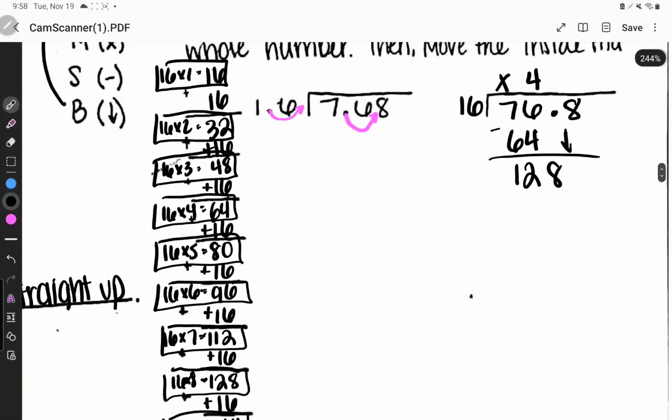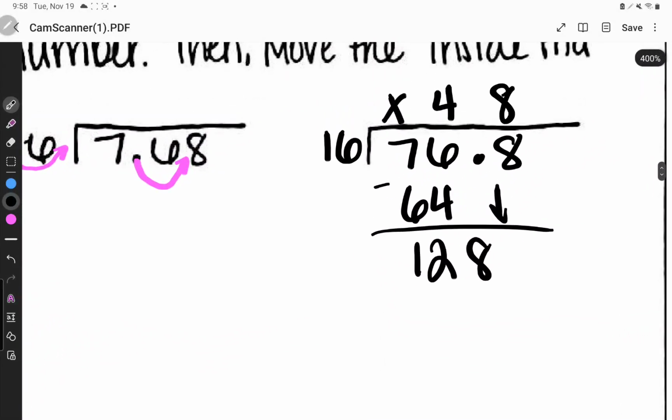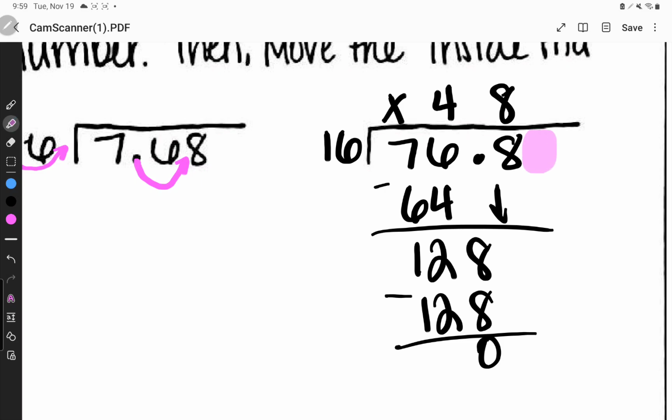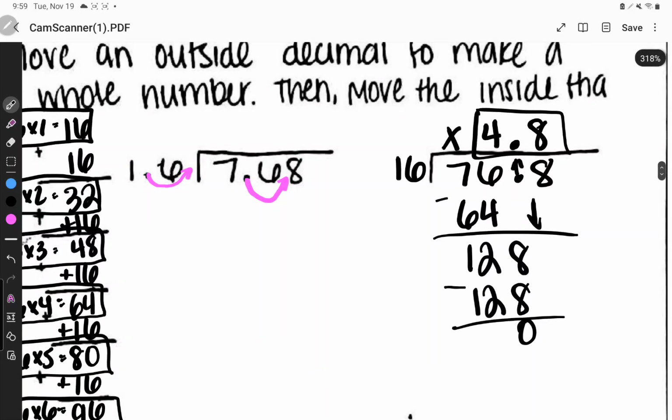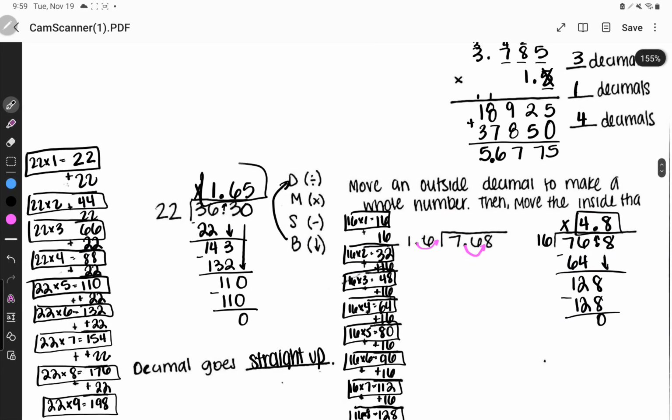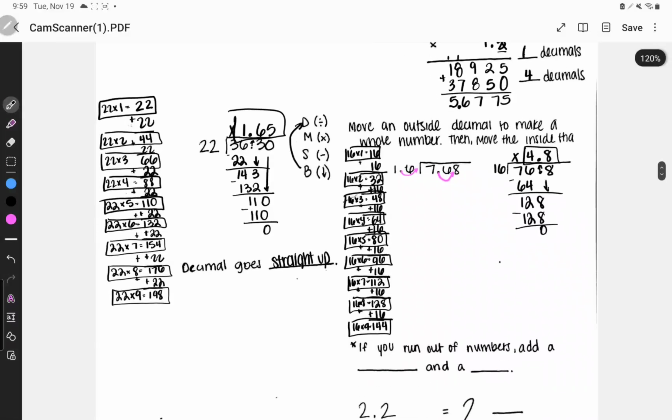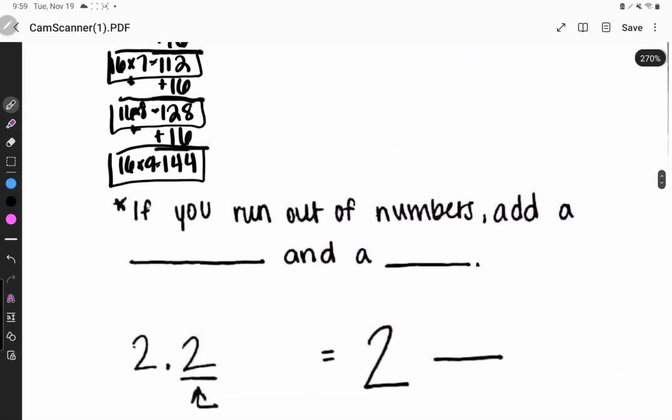128, which is 8 times. 16 times 8 is 128. And I'm out of numbers because that gives me 0. And there's no numbers up here. So my final answer, and remember I just bring my decimal straight up, is 4.8. And right here at the bottom, it says, if you run out of numbers, you add a decimal and a 0.